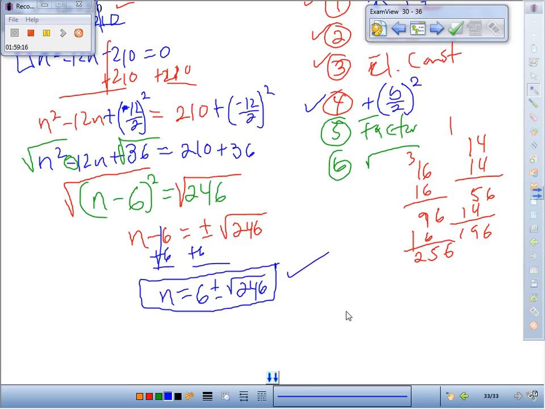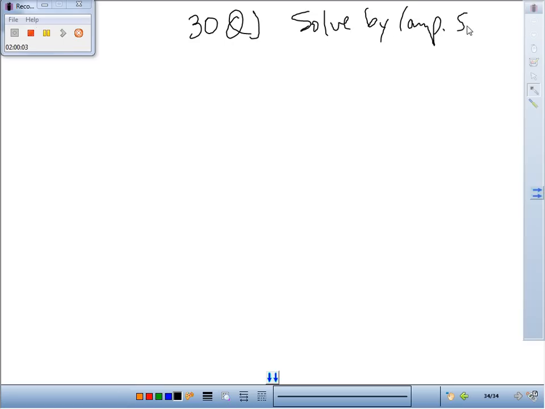Yes? Number 31. Or do we do another one of these? No. Yes, let's do another one. Number 30. Q. Solve by completing square. Here we go.